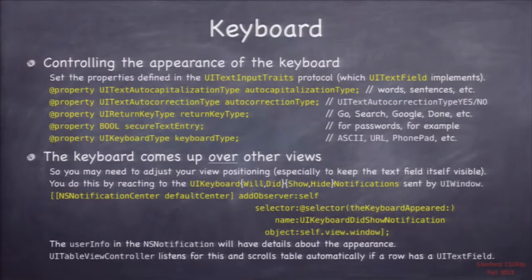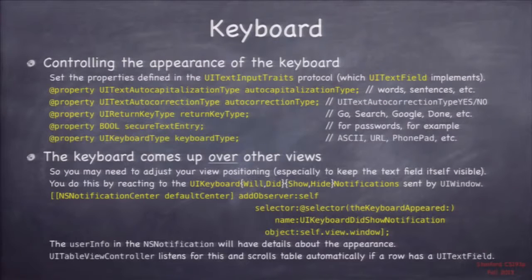Okay? And so the way you find out that the keyboard's come up and how much it's covering is by tuning into this radio station, UI keyboard will or did show or hide notification. It's a notification sent by the window you're in. Okay, self.view.window for view controller. And the user info that you get with this radio station will tell you the rectangles of where the keyboard appeared, and it's your responsibility to move it out of the way, okay?